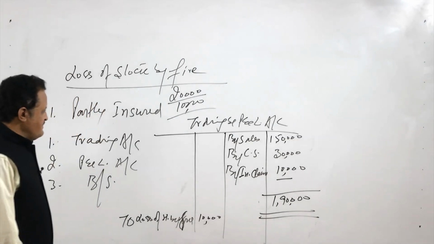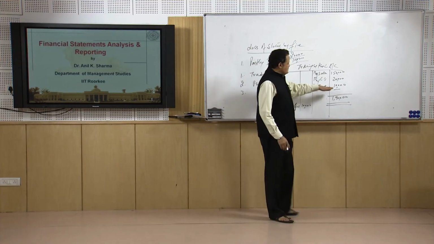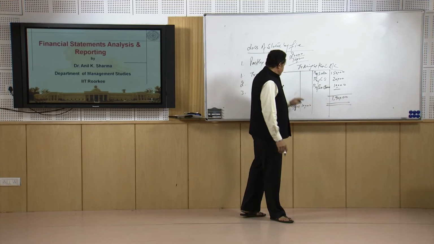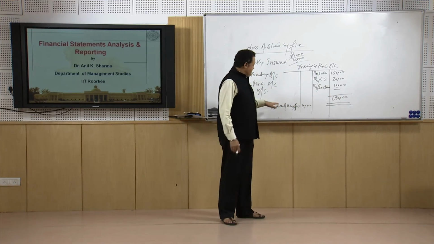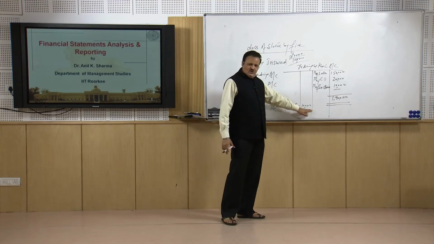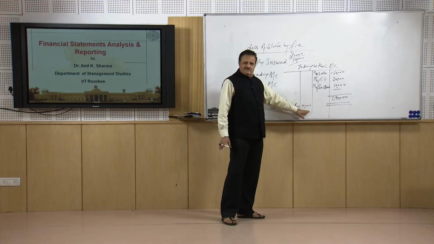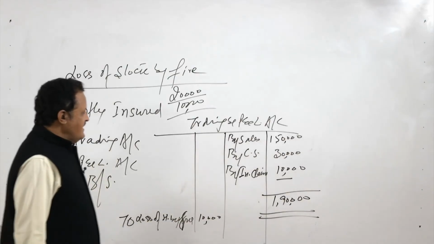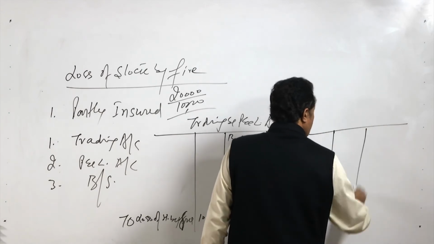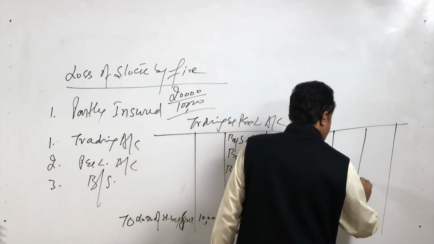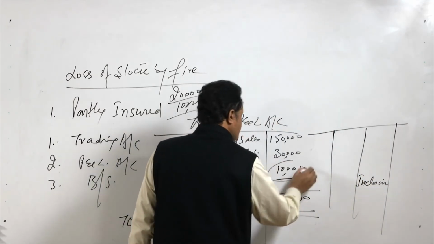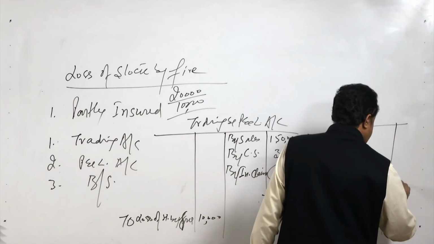So 10,000 which was insured we may recover from the insurance company here in the trading account, and for the 10,000 which was not insured, we are not going to get anything from the insurance company. That is a loss, and we are going to show it on the debit side of the profit and loss account. The third effect will be in the balance sheet, where you are going to show the insurance claim of 10,000 rupees.